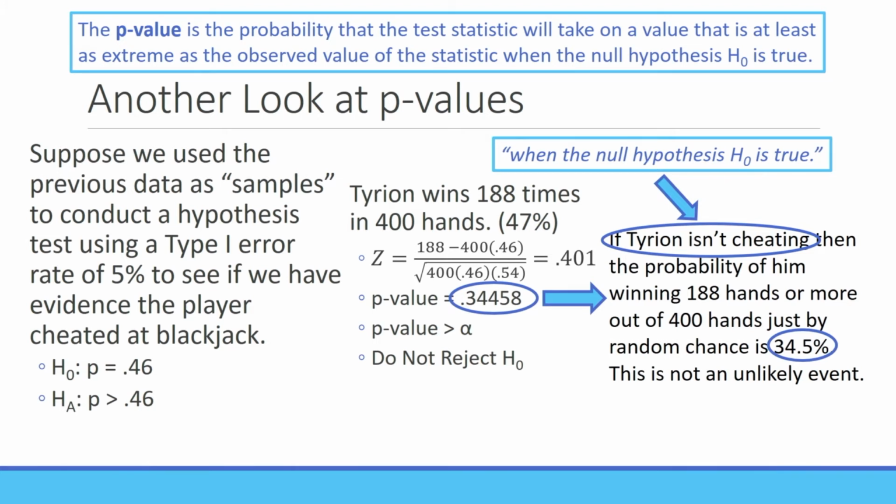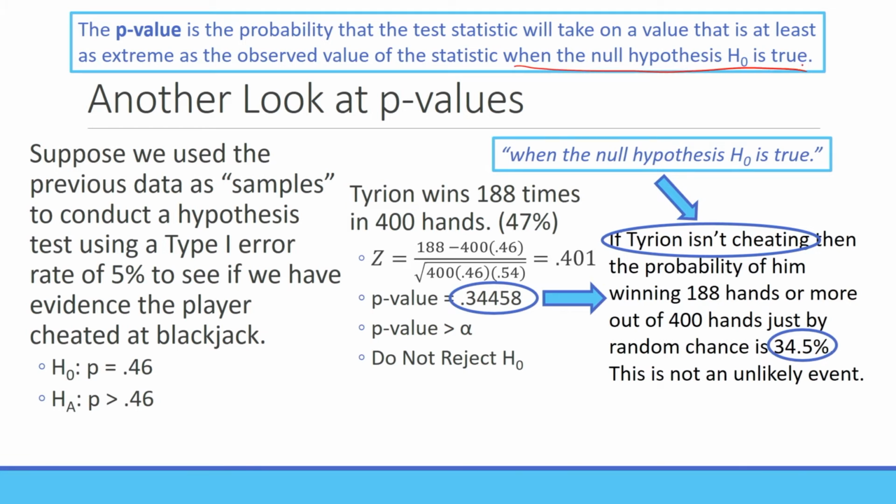Well, let's think back to the definition of a p-value. P-value is the probability that the test statistic will take on a value that is at least as extreme as the observed value of the statistic when the null hypothesis is true. All right, well, let's break down that statement a little bit. When the null hypothesis is true.